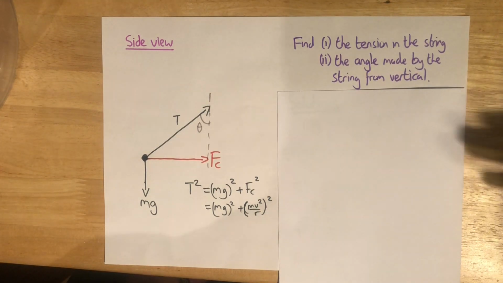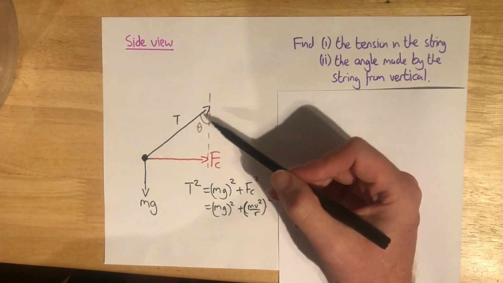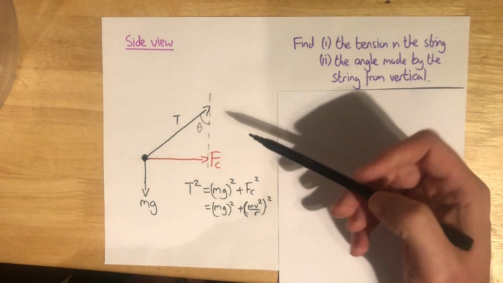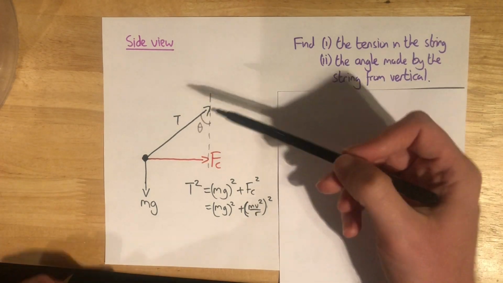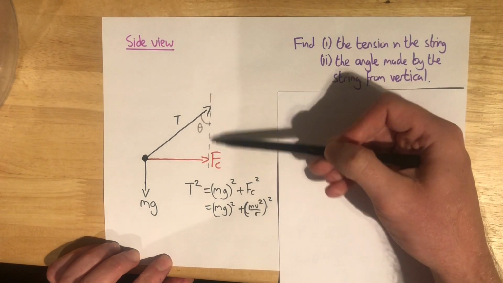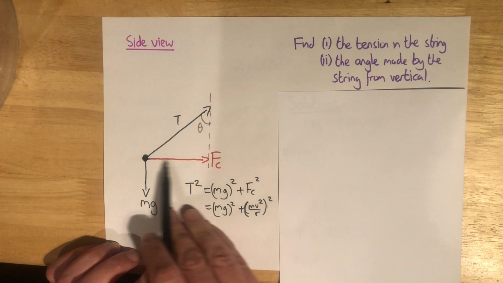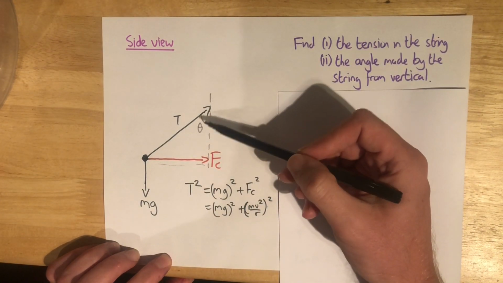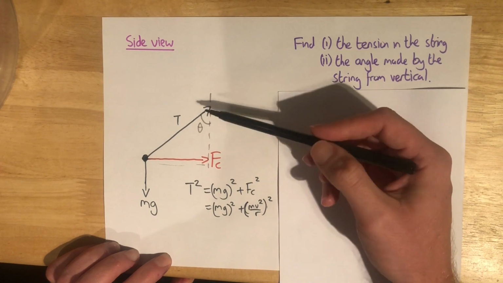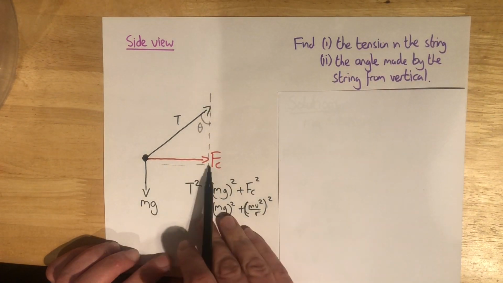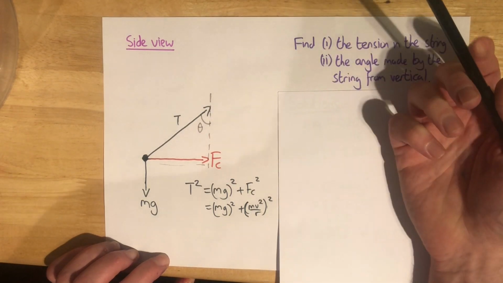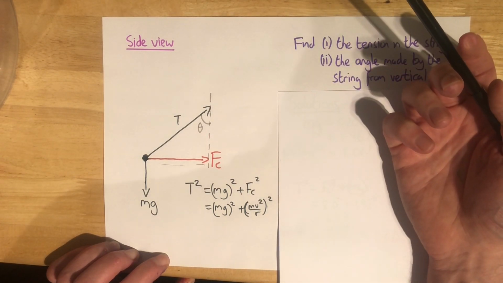Okay, now another important thing to consider here would be the angle. To find the angle of this, you've actually got two options. You can just use the forces now. We know that this side of the triangle is mg, this side of the triangle is mv squared over r. And we can just do, tan of that angle is the opposite over the adjacent, so mv squared over r divided by mg. And if we've already got the numbers for that, you might find that easier just to put that straight in as is.